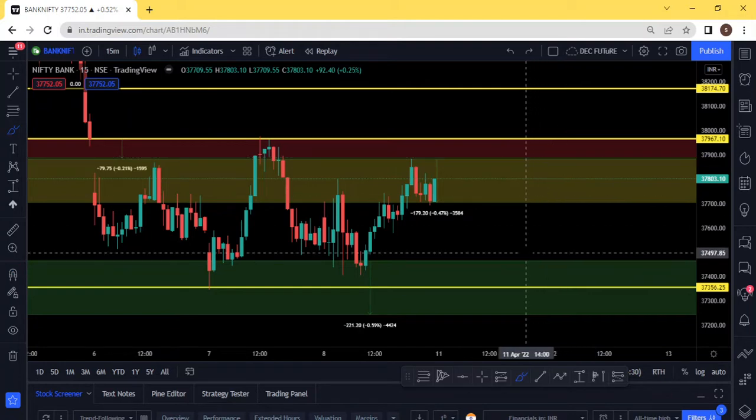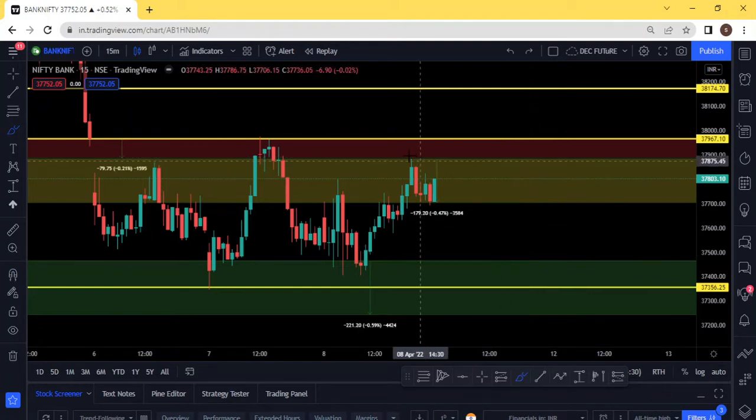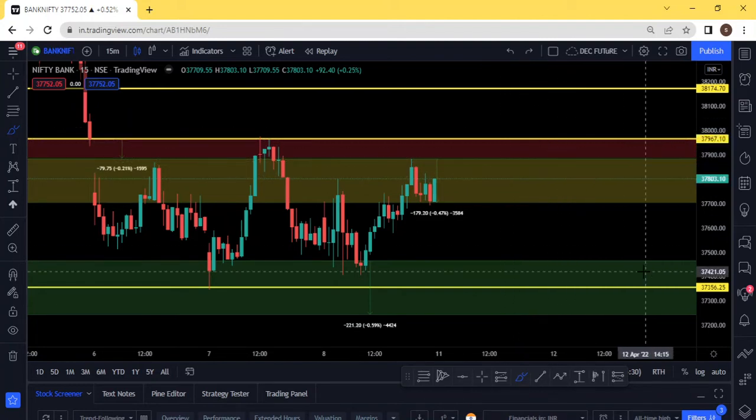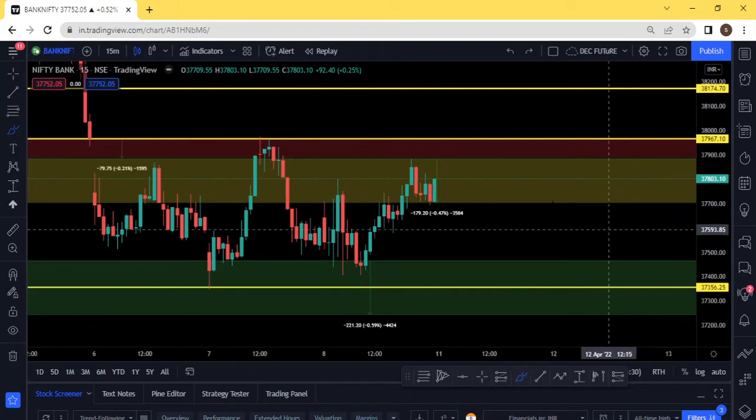So we have two trades, trade number 1, trade number 2. Trade number 1 is this particular flag being created and finally a breakout on either side. Trade number 2 is if price opens around this level, goes to a level of 38,000 and takes a resistance. So we will take a short trade over there.